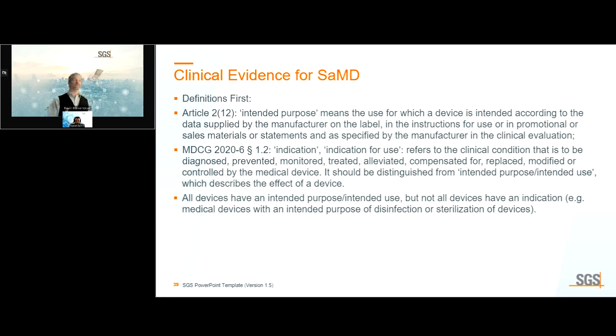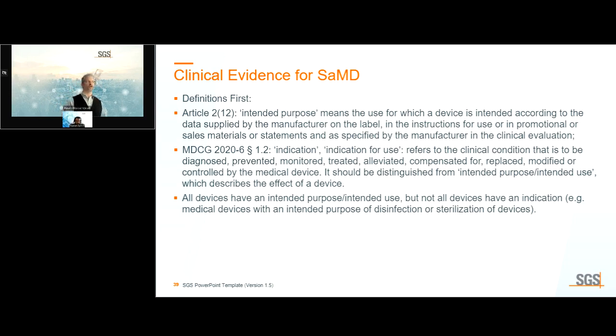So again, definitions are very important. When we're looking at clinical evidence, two things that are very important are intended purpose and indication for use. All devices have an intended purpose. Not every device has an indication for use, although most do. Certainly most software does. Back in radio frequency ablation land, let's use that as a very easy example. An intended purpose is what the device is intended to do. Think of the indication for use as why you're doing it.